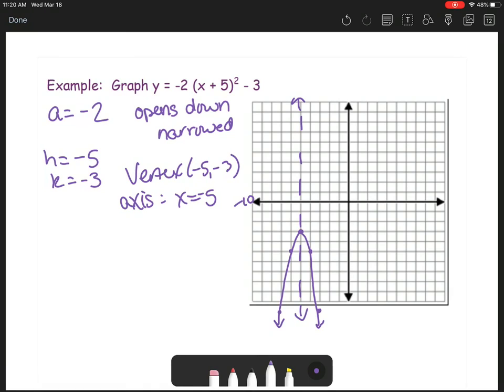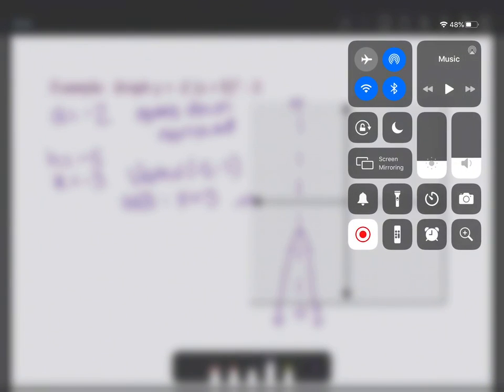So there is a crash course in graphing in vertex form. Hopefully this video helps you. Let me know if you have any questions.